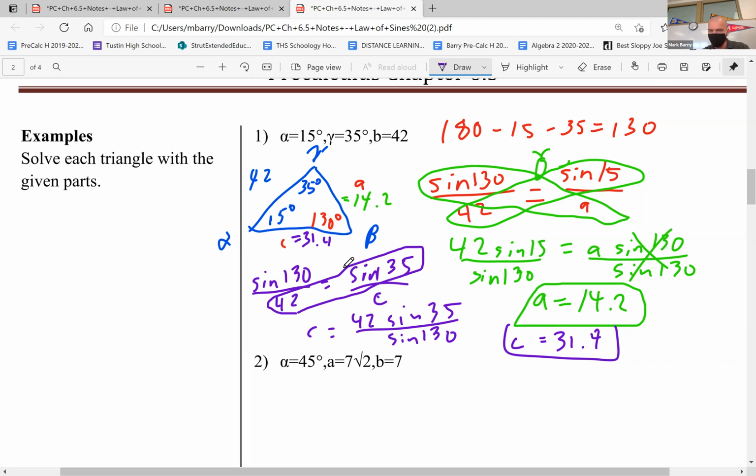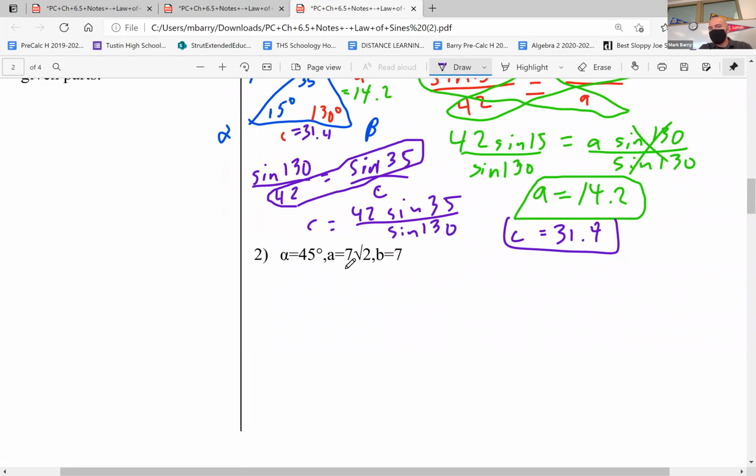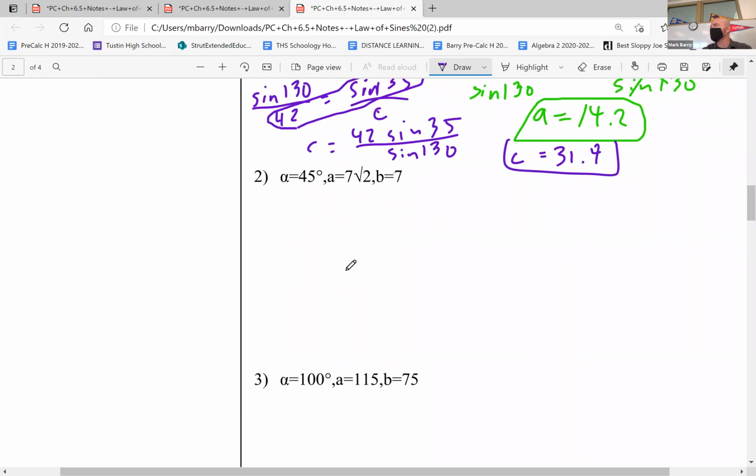Hallelujah. All right, eureka, more accurately. All right, let's move on to number 2. Number 2 is going to be a little bit different, so make sure you stick with me here.